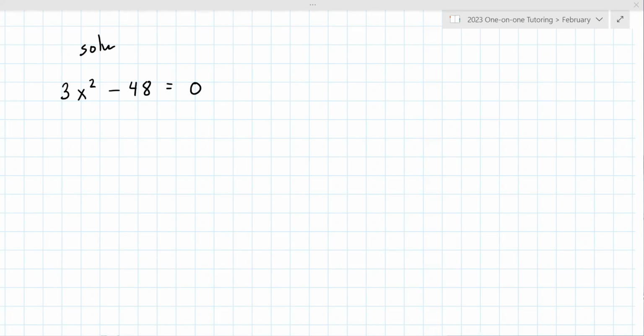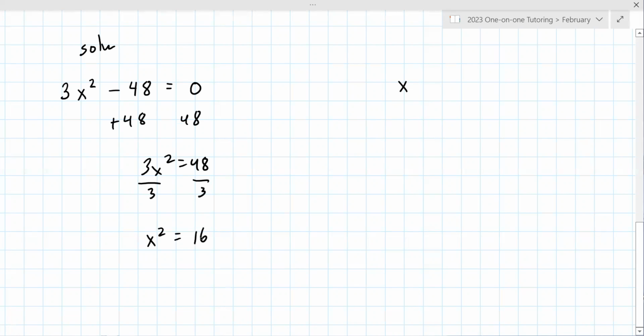Is this one x equals 8 comma -8? Okay, give me a little more information. That is not the correct answer, but let's just see what you did. Did you add 48 to both sides? Yeah, I added 48 to both sides. Okay, so that's 3x squared equals 48. Did you divide by 3? Yeah. Okay, and then I got 16.